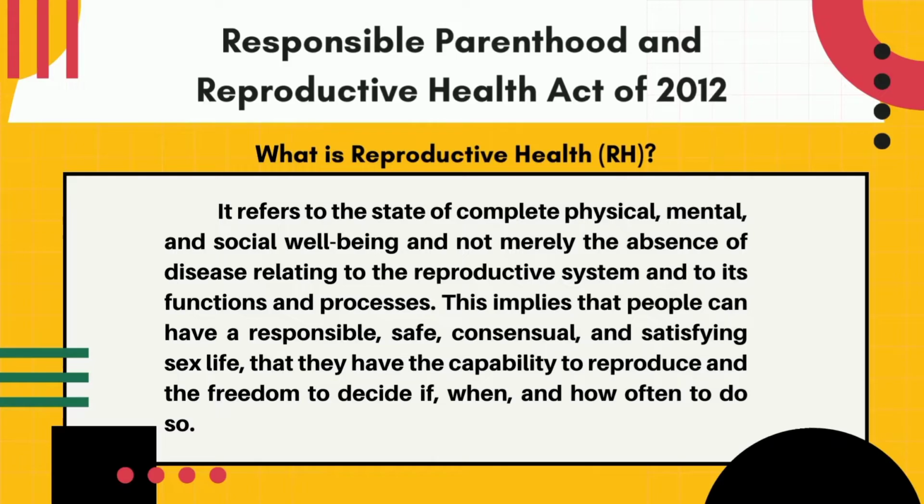What is reproductive health? It refers to the state of complete physical, mental, and social well-being, and not merely the absence of disease relating to the reproductive system and to its functions and processes. This implies that people can have a responsible, safe, consensual, and satisfying sex life, that they have the capability to reproduce and the freedom to decide if, when, and how often to do so.